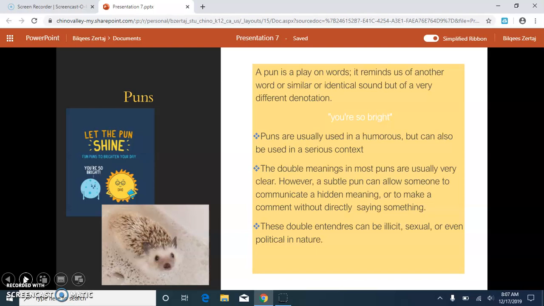The double meanings in most puns are usually very clear. However, a subtle pun can allow someone to communicate a hidden meaning or to make a comment without directly saying something. These double entendres can be illicit, sexual, or even political in nature.